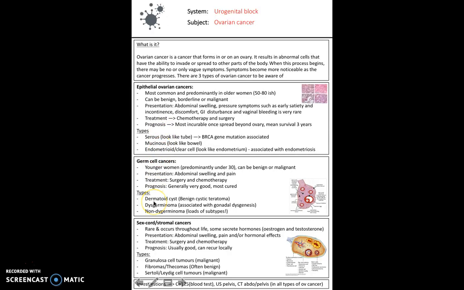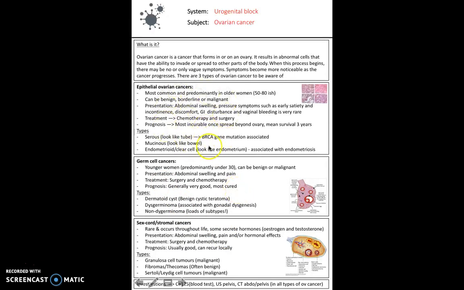So it's almost like types and subtypes. Germ cell cancers occur in younger women, predominantly those under 30. These can be benign or malignant. They present with abdominal swelling and pain. That's how most of these cancers will present, with abdominal swelling and pain. And the prognosis is different for each of these cancers.